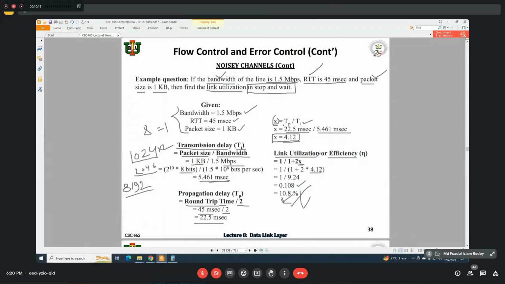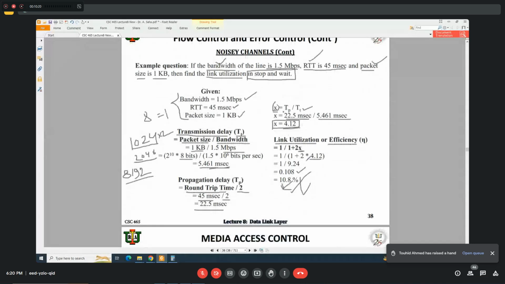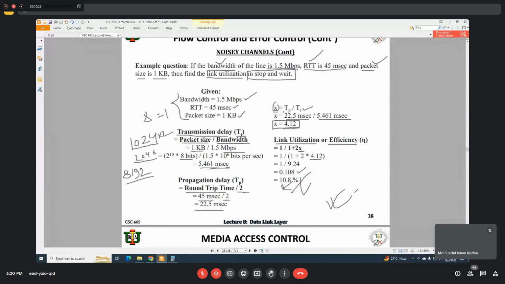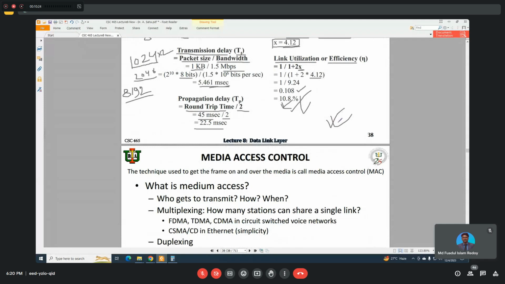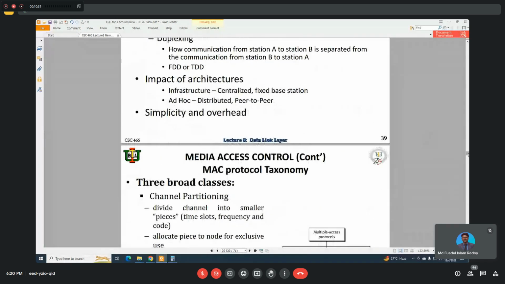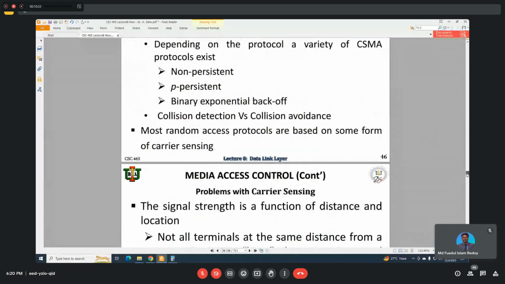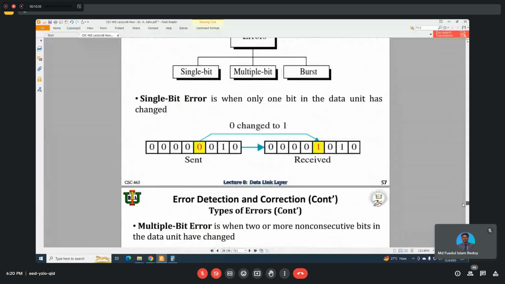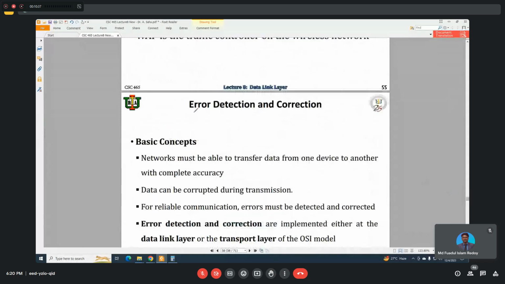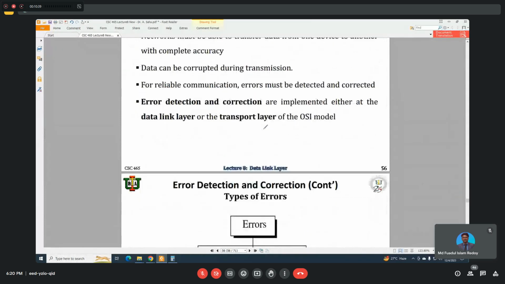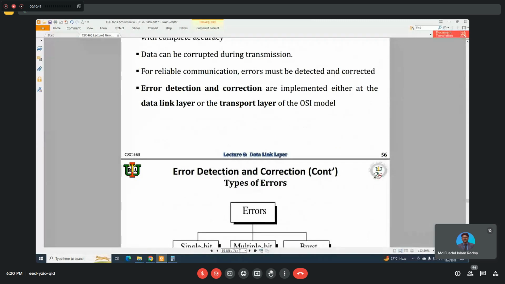Okay, so this was the last slide we are not actually discussing. From the first slide to the 38th slide that we have studied, and MAC we are skipping. We don't have time to go through them. And after that, you have studied error detection and correction, from slide 56 up to slide 71. These are the parts you need to study from lecture number 8. Okay.